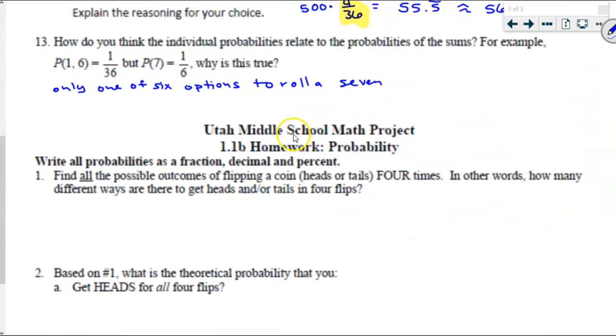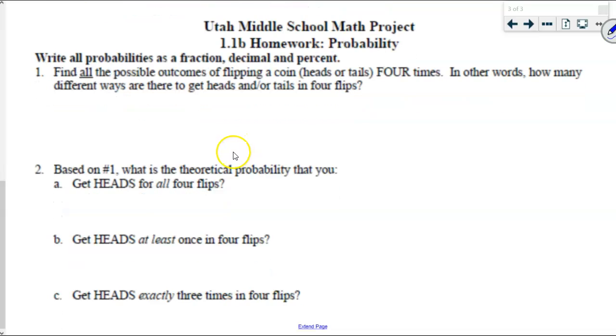A great summary. Your homework is the 1.1b homework section. So it's only just a couple of problems.